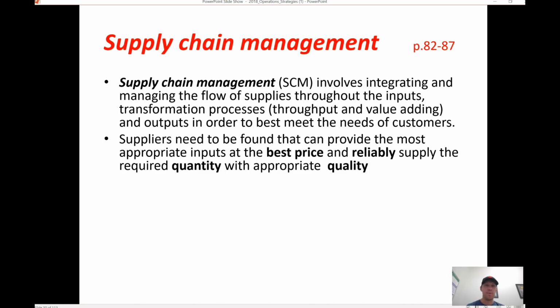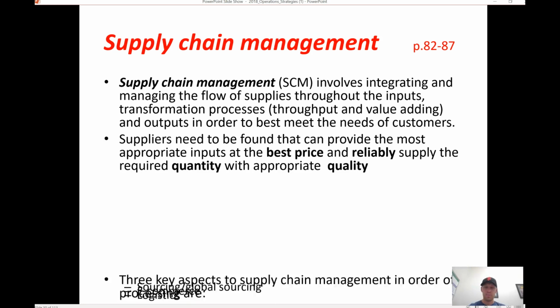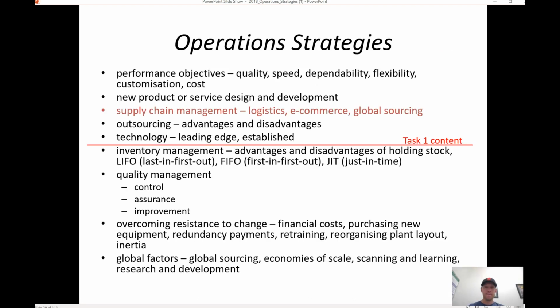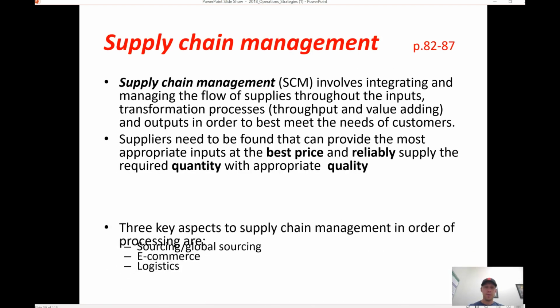Coca-Cola is the same. They start with a small plastic, what do they call it? Basically a little test tube almost, and that's at the start of the bottle. But then they need supplies of the label, supplies of the ingredients. And supply chain management is managing all of those suppliers, ensuring that they can produce the product in the quantity that is needed, at the quality that is needed, at the best price, and with reliability. Three aspects of supply relate to sourcing / global sourcing, e-commerce, and logistics. So coming back to the three key points there in the syllabus: logistics, e-commerce, and global sourcing.